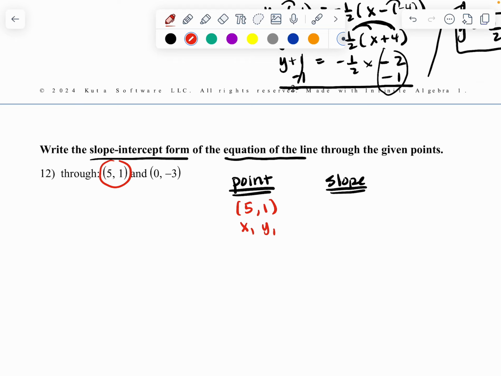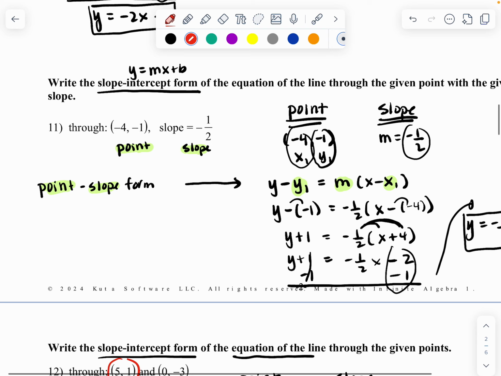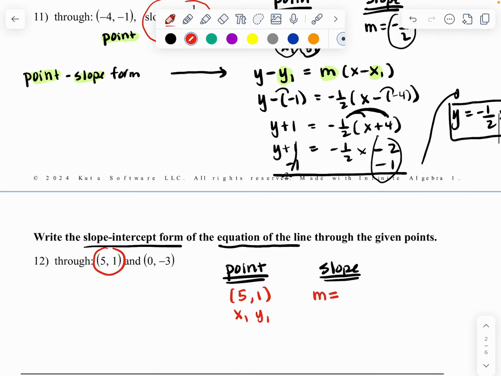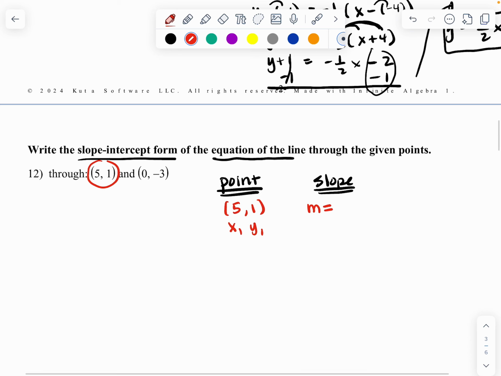Okay, now I need to find my slope. Now you guys notice in number 11, they actually told me what the slope was. Do you see that? But in number 12, they don't tell me, which means I have to find it. So how do you find the slope if you're given 2 points? Remember your little formula here. y2 minus y1 over x2 minus x1.